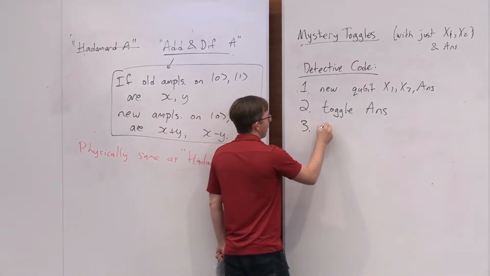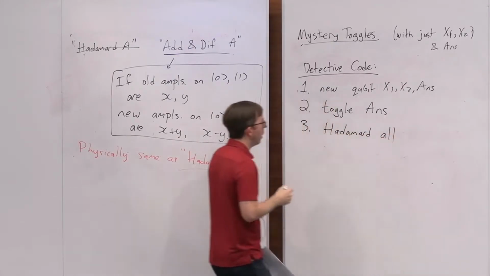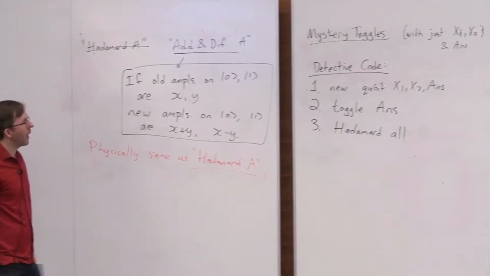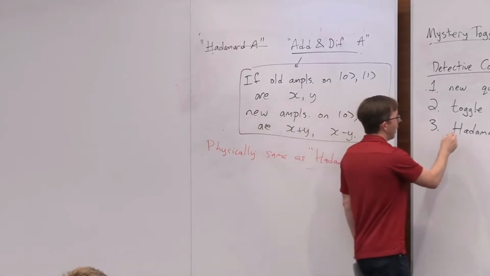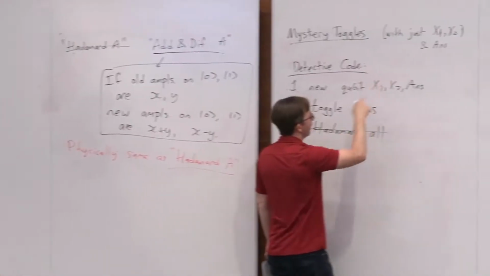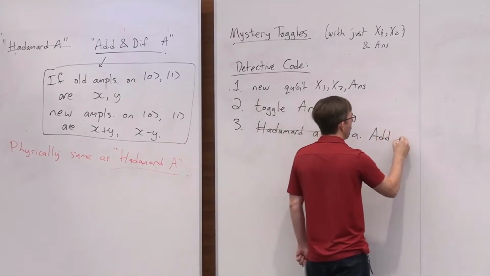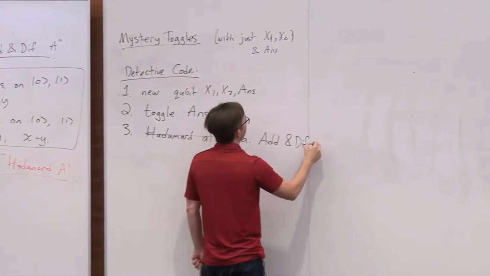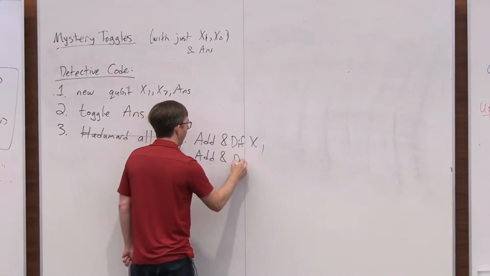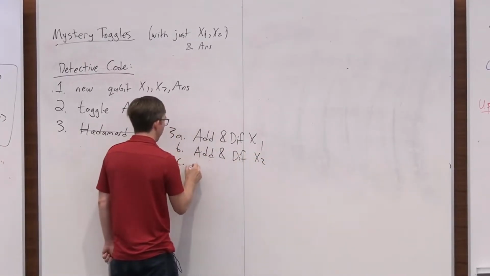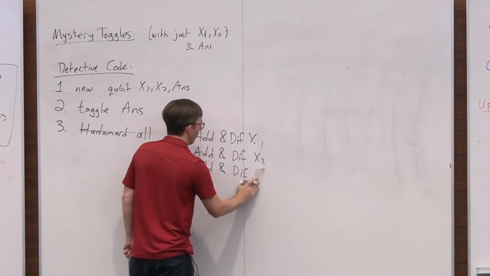The next instruction was what we called at the time Hadamard all. But really, this was just shorthand for doing Hadamard individually on all the qubits in the world, of which there are 3. So we could write Hadamard x1, Hadamard x2, Hadamard ants, but now let's not do that. Let's do add and diff, because it's nicer. So this will be add and diff on x1, add and diff on x2, and add and diff on ants.